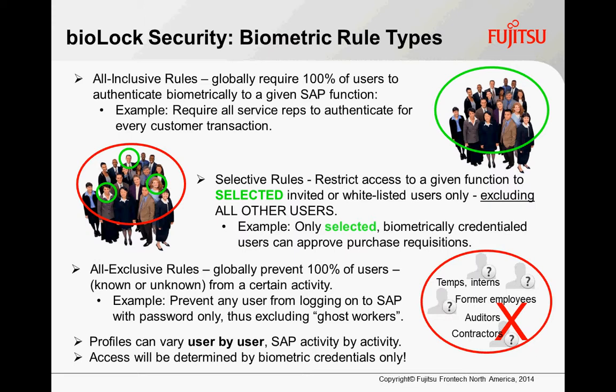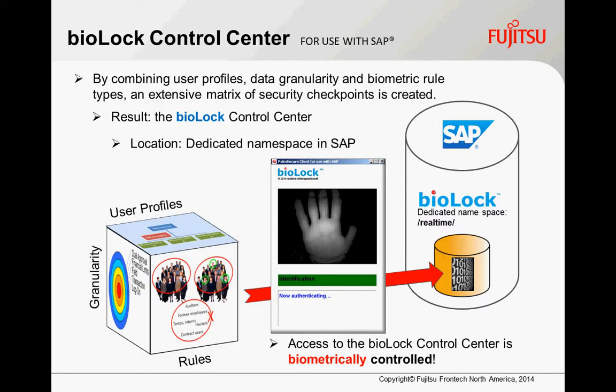The first example is an all-inclusive rule where nobody is exempted from the biometric authentication, and the example shown talks about customer service reps. The second approach is a selective rule where specific users are invited or whitelisted, and they're the only ones able to perform the restricted activity. And the third rule type is an exclusive one, where you can globally prevent something from happening. The example we've shown here is where we prevent ghost workers from logging in with passwords only. These security checkpoints are maintained in the bioLock Control Center in SAP.